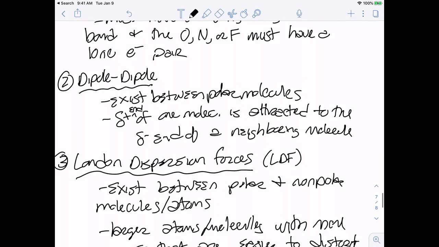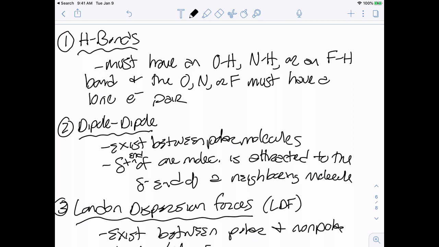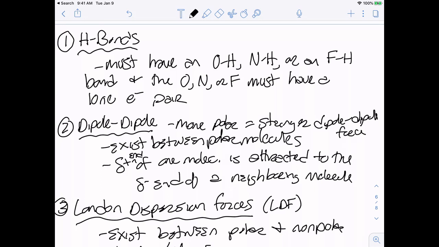So our three types. We could actually add to the dipole-dipole: the more polar it is, the stronger the dipole-dipole force. I didn't leave much room, but we could add that. So something like oxygen bonded to hydrogen is going to have a stronger dipole-dipole force than nitrogen bonded to hydrogen.